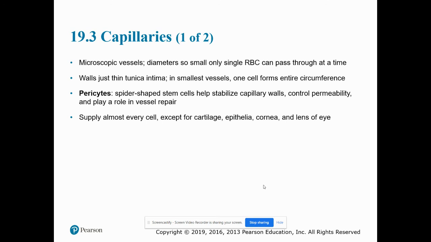Capillaries are microscopic vessels. Their diameter is so small that only a single red blood cell can pass through at a time. The walls are just a thin tunica intima. They also have pericytes, which help stabilize the capillary walls, control permeability, and play a role in vessel repair. Capillaries supply almost every cell in the body except for the tissues we talked about in AMP1 that are avascular: cartilage, epithelial tissue, the cornea, and the lens of the eye.